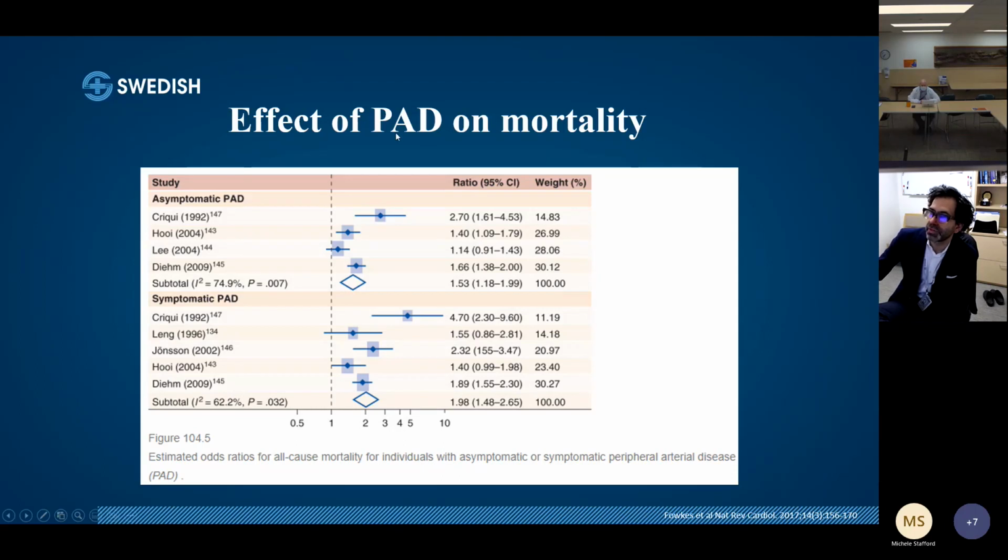PAD's effect on mortality. So your asymptomatic patients have an increased risk of mortality relative to those patients without peripheral arterial disease, 1.5. And then when you get into the symptomatic patients, their risk of mortality compared to their cohort without peripheral artery disease is twofold. So certainly, doing everything possible to medically optimize these patients should affect their lifespan as well.